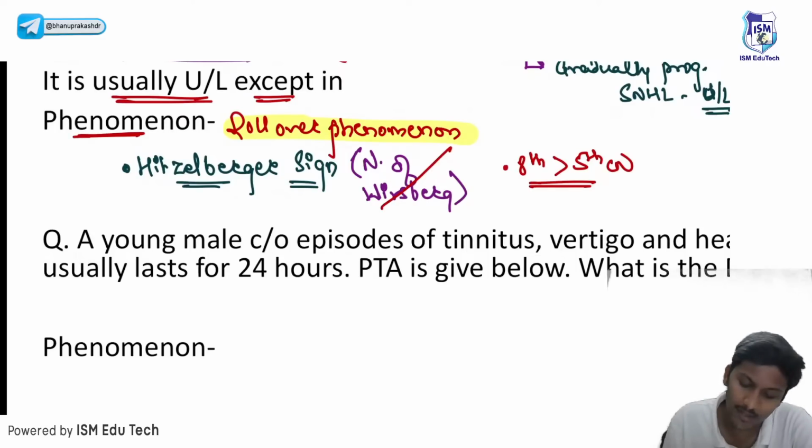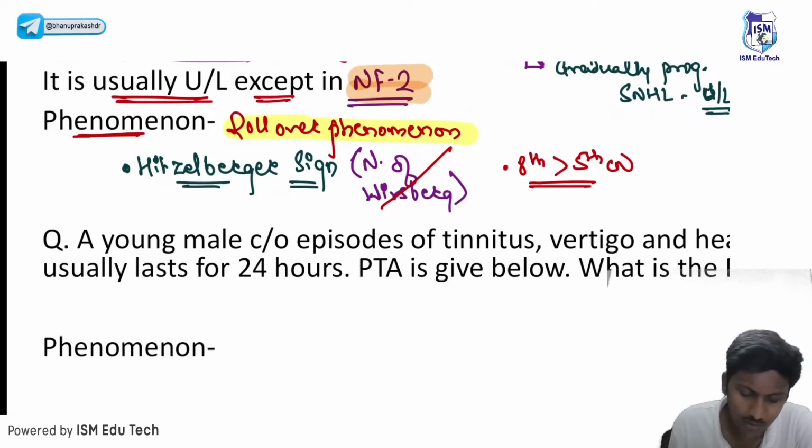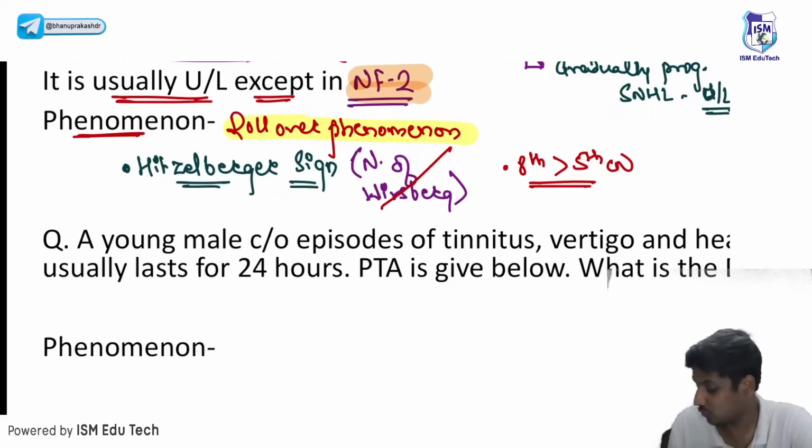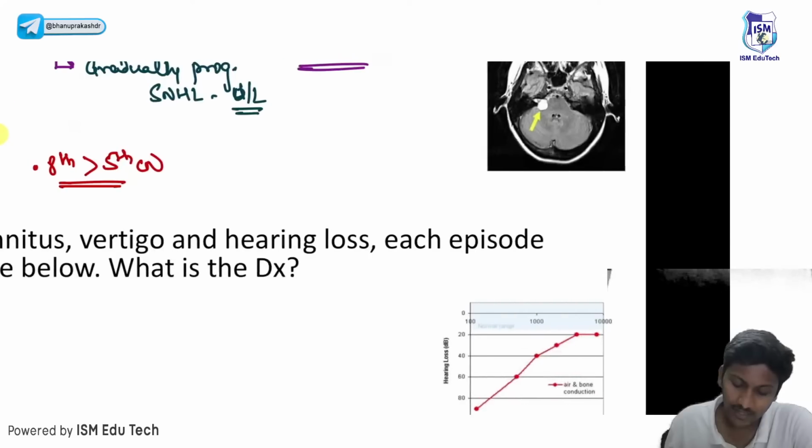That is what is called the Hitzelberger sign. Very good, Karishma. It is only in cases of neurofibromatosis type 2 where you can see a bilateral acoustic neuroma. Otherwise, in all conditions, you are able to see a unilateral acoustic neuroma. Now, what is the investigation of choice?